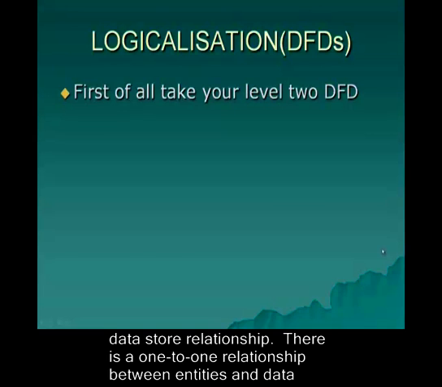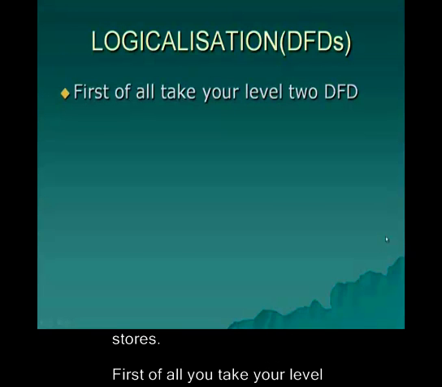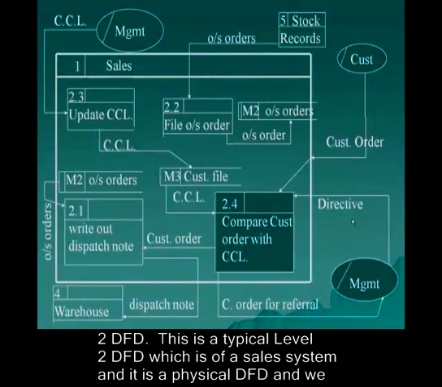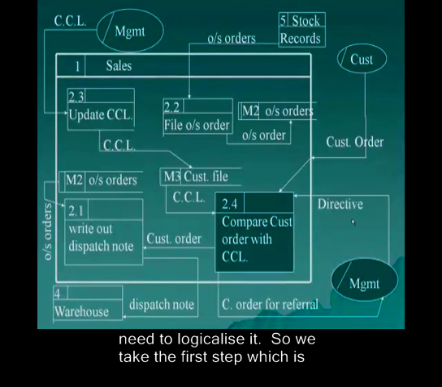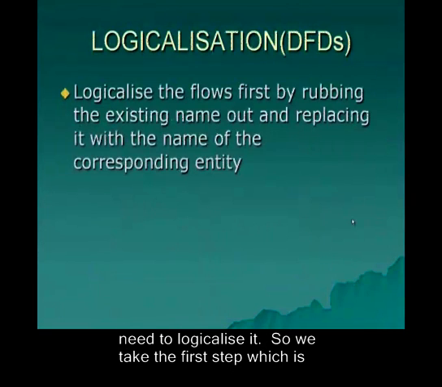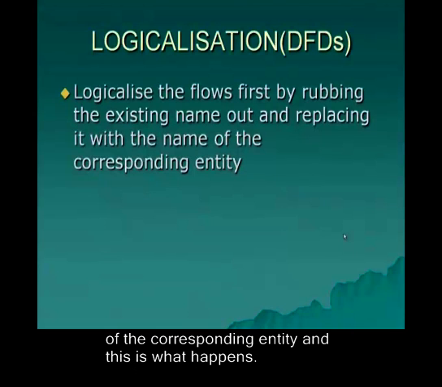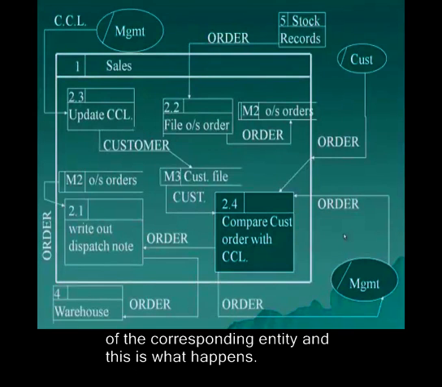First of all, you take your level 2 DFD. And this is a typical level 2 DFD, which is a sales system, and it's a physical DFD, and we need to logicalise it. So we take the first step, which is to logicalise the flows by first rubbing the existing name out and replacing it with the name of the corresponding entity. And this is what happens.